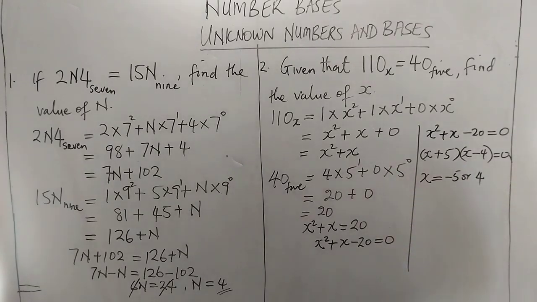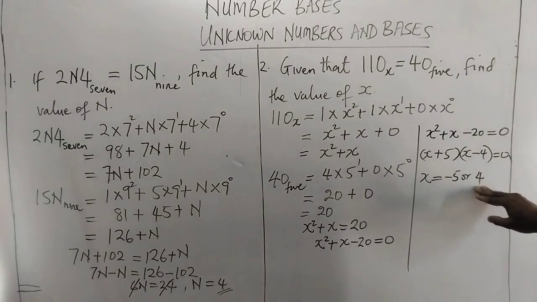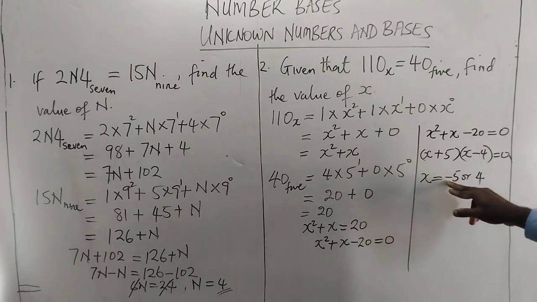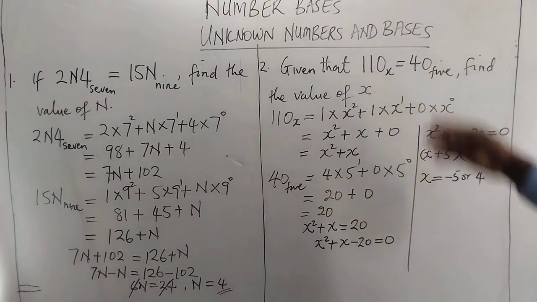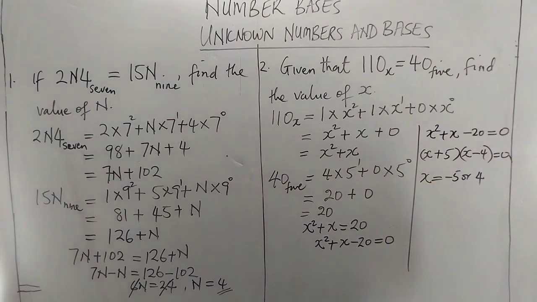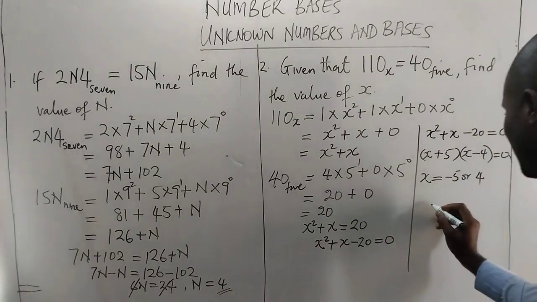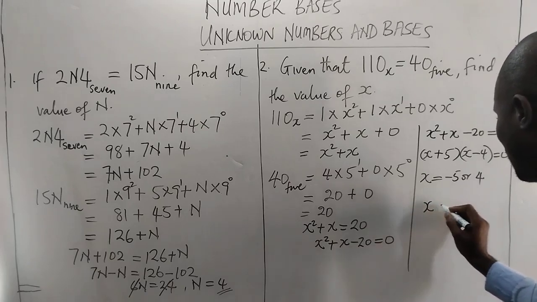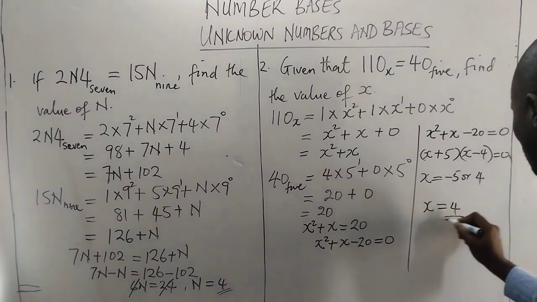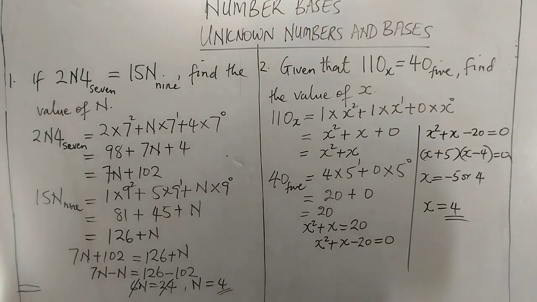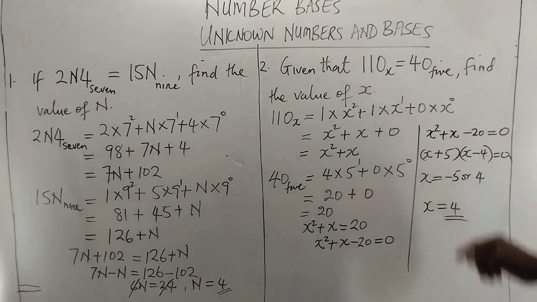When you have this type of answer, always go with the positive value, because a negative value cannot be the base number. Base numbers are always positive numbers. So the final answer will now say, therefore, x is equal to 4. The reason is because 4 is the positive number there, and that will be our base. Our base number cannot be minus 5.